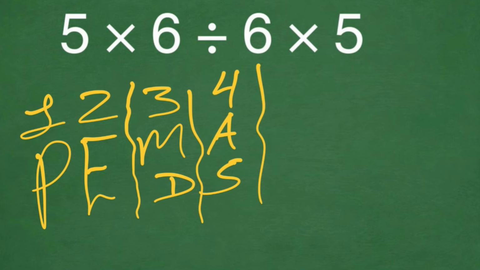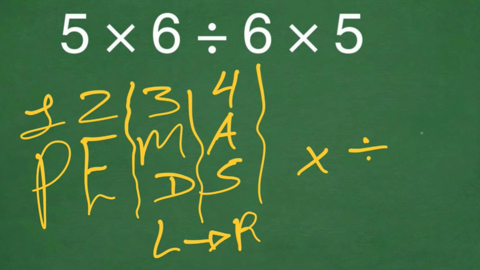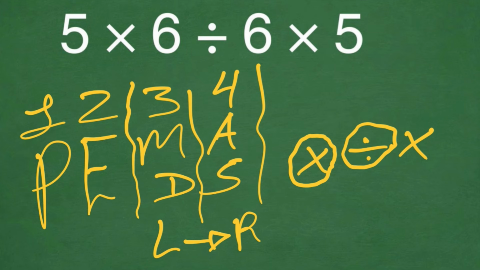But there is an exception, right? For multiplication and division, we have to solve the problem left to right. That is the right way to solve multiplication or division. So if you have multiplication, division, and then multiplication, we solve the multiplication, then the division, and then the multiplication. This is going to be left to right.